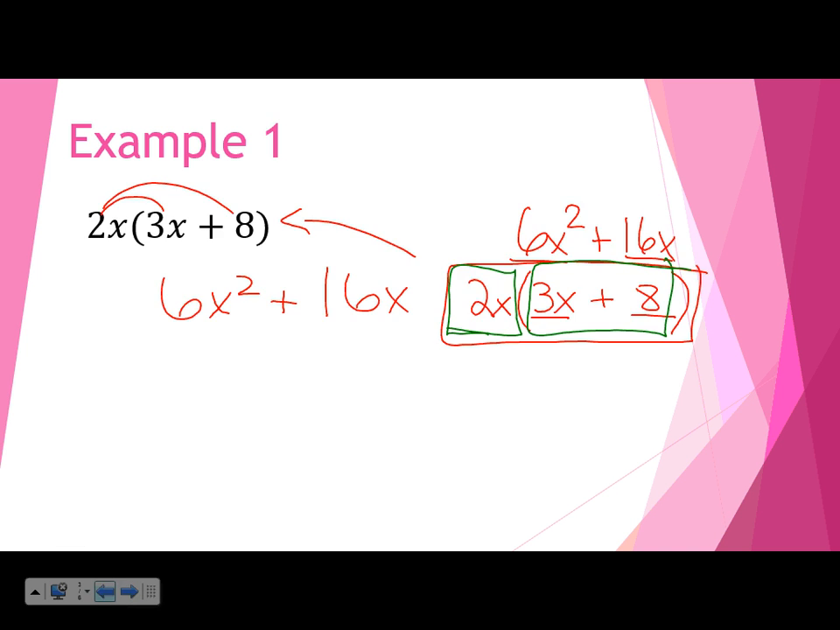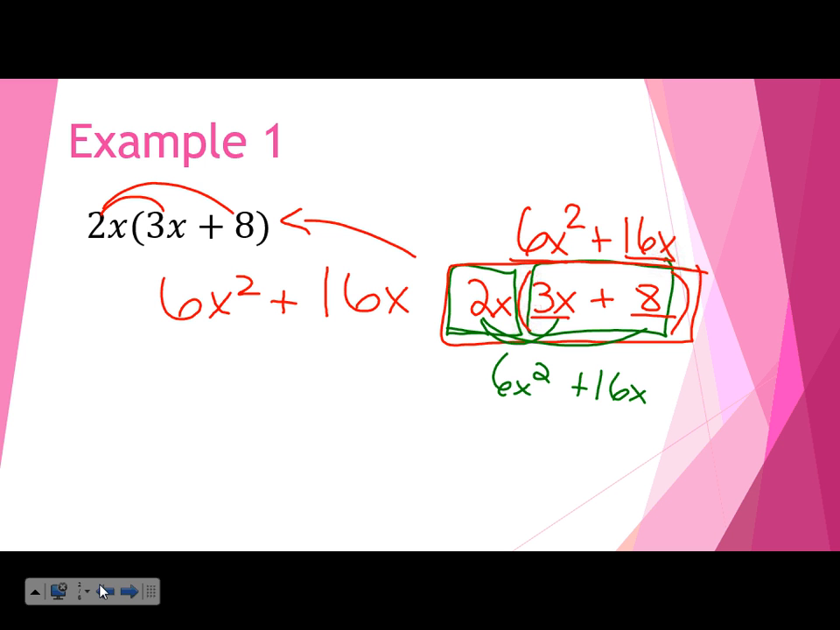Oh, I'm so glad you asked that. Logan said, couldn't we take this and check it by multiplying 2x times 3x is, and 2x times 8 is 16x. If you take your answer and multiply it, you should get what you started with. Awesome. And I recommend that you do check it.